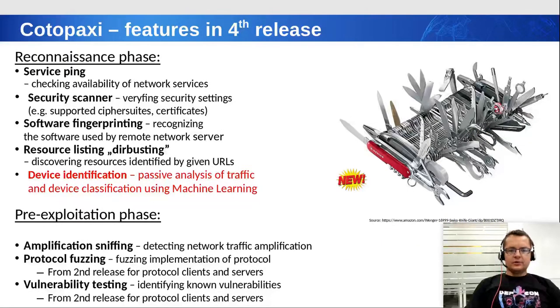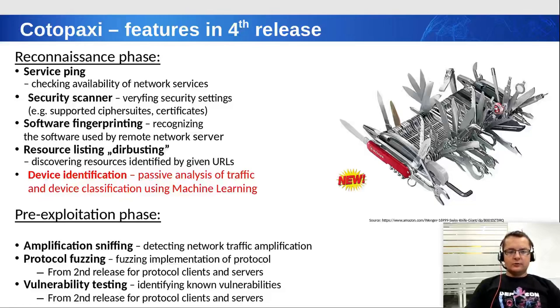Currently, there are 10 tools in the toolkit, and they support different phases of penetration testing. Starting from the reconnaissance phase, there is a service ping that checks availability of endpoints for specific protocols. The next one is the security scanner that allows verifying security properties like cryptography, certificates, and so on. Then Dirbuster for resource listing in various protocols, and a software fingerprinter that classifies software components used by the server.